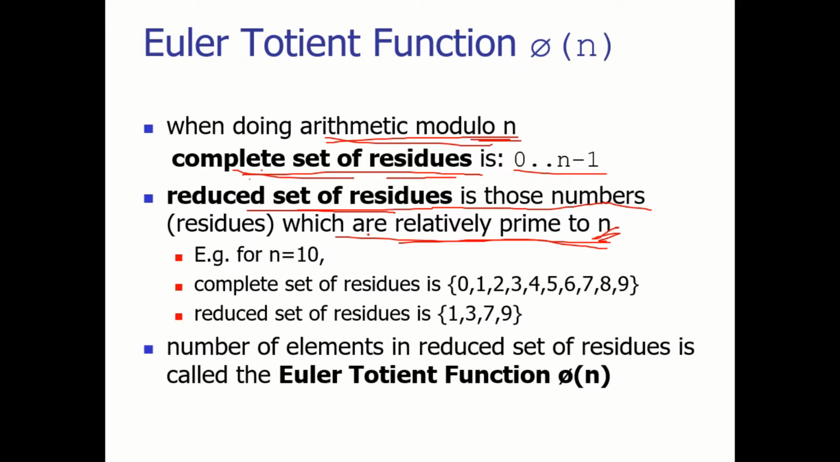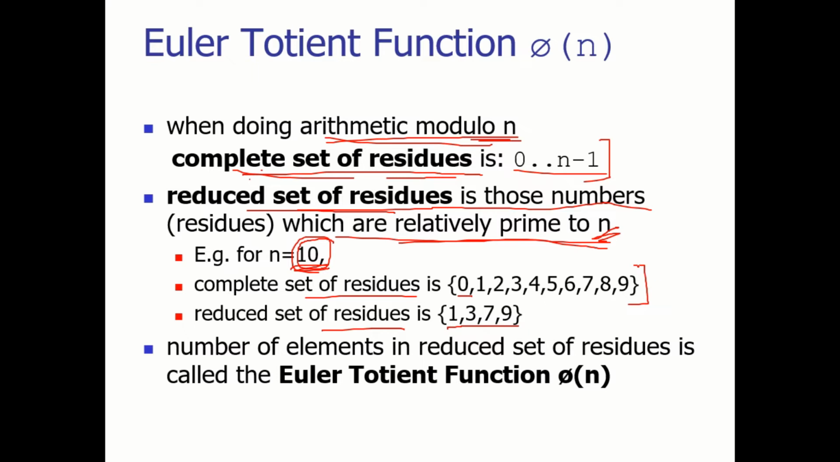For example, I'll tell you an example and it will become clearer. If we have n equal to 10, then the complete set of residues will be 0 to n minus 1, which is written over here. But the reduced set of residues will contain only those numbers which are relatively prime to n. Now what is relatively prime? When you find the GCD of the two numbers, the GCD will have to be 1. So the reduced set of residues for arithmetic modulo 10 will be 1, 3, 7 and 9.